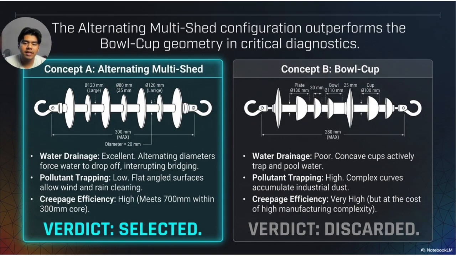Next is our design comparison. We developed two design concepts. Concept A uses an alternating multi-shed arrangement while concept B uses a bowl and cup configuration. After comparing both designs, concept A was selected because it provides better water drainage, lower pollutant accumulation, and achieves the required creepage distance within the design limits.